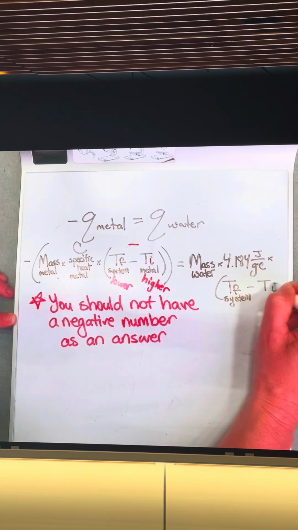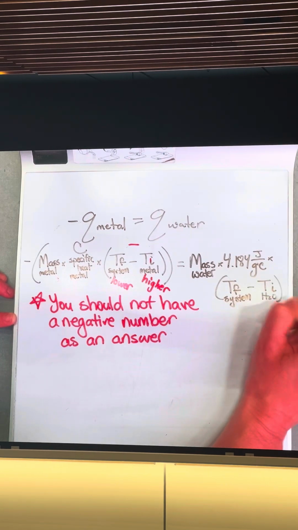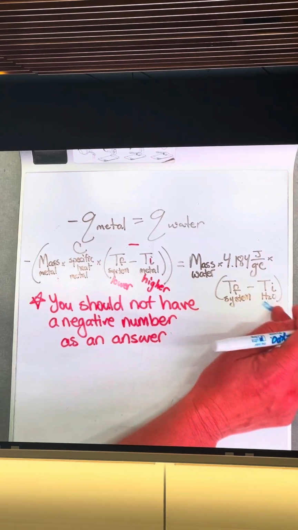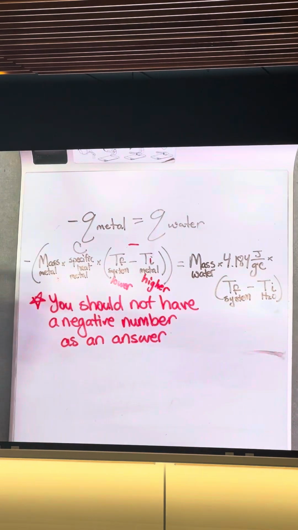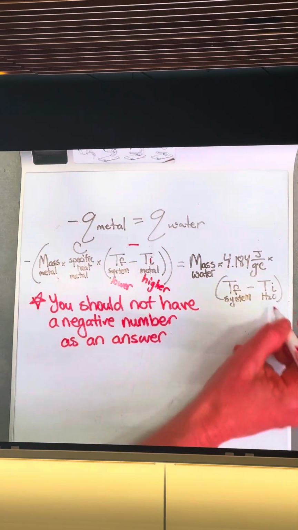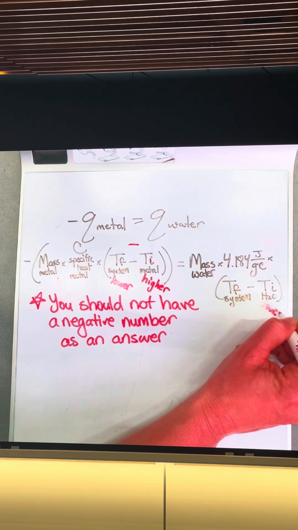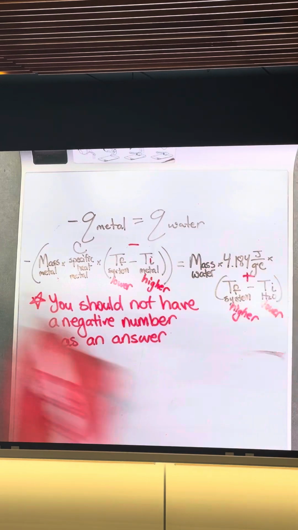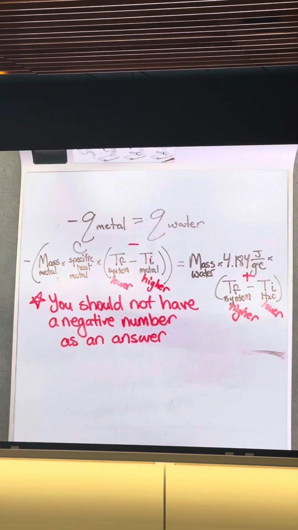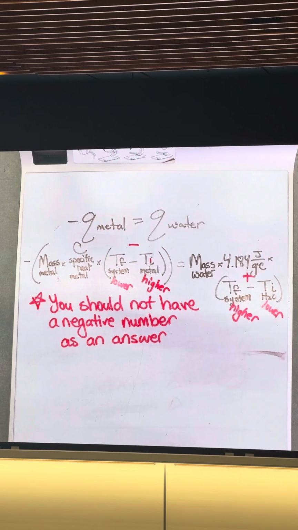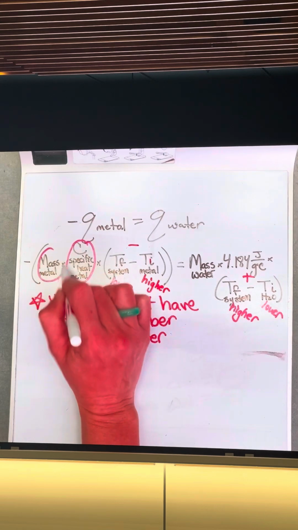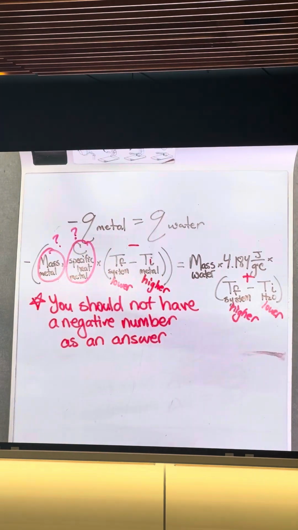Minus temperature initial of the water. And in this case, the water is going to be colder. Let me say the same thing I said over here. This number is going to be lower, and this number is going to be higher, and that's going to give you a positive value right there. And I will either ask you to solve for C or M. One of those two, just like these two questions.